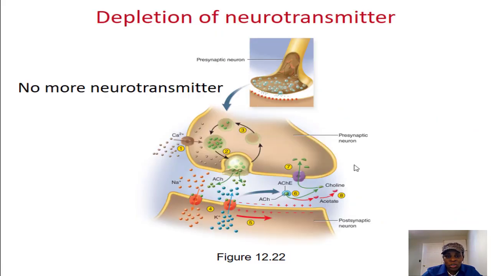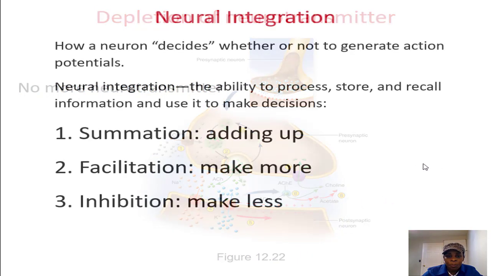Now, when it's finished, when there's no more action, the neurotransmitter will be depleted. That means there's going to be no neurotransmitter, so that stops the action potential. And all the acetylcholine, for example, that is secreted is recycled and then kept on the side.